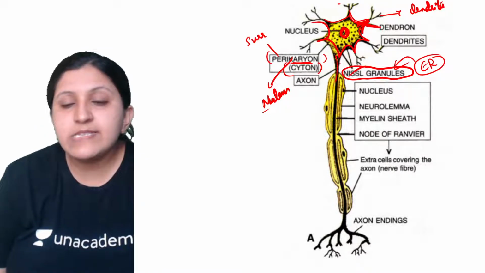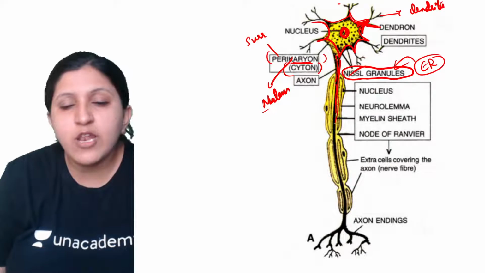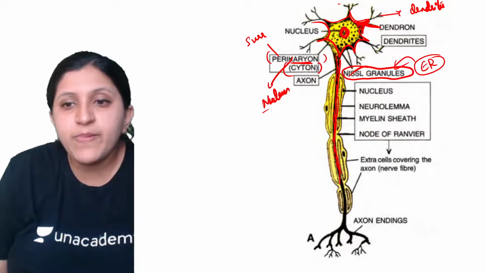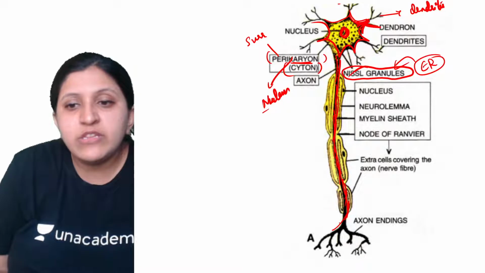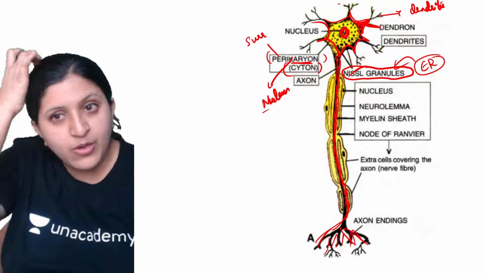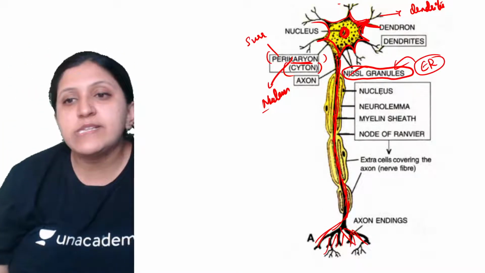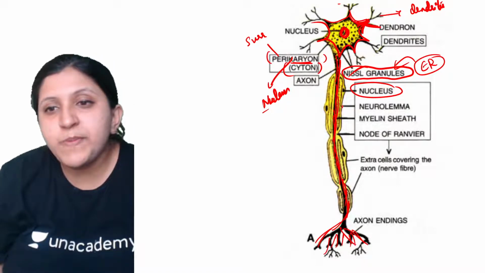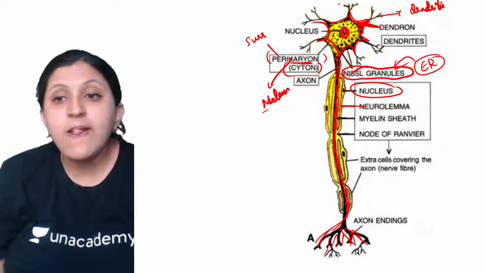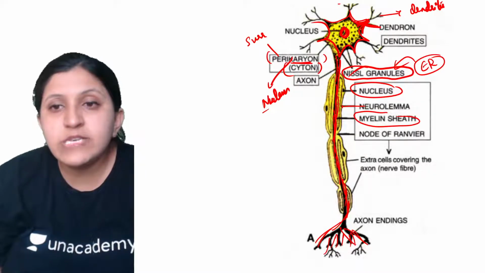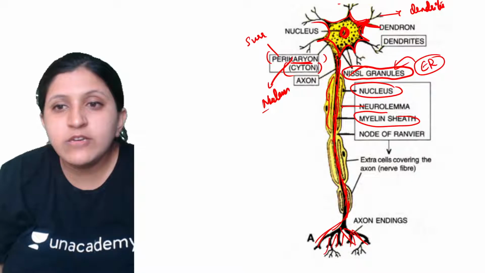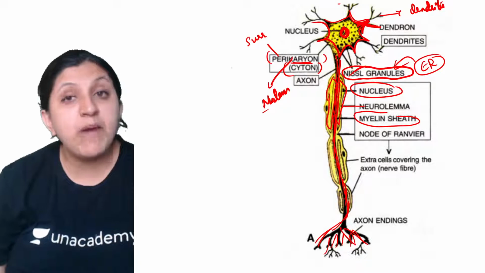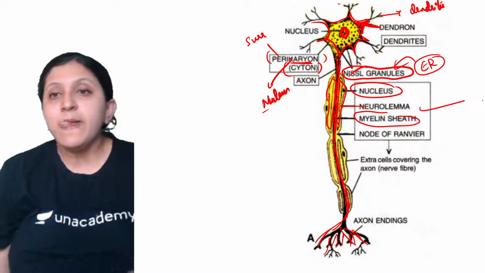Then there is this long process from the cell body itself, which ends with terminals. There is an axon ending which you can see. Each of these again has a nucleus. The outer covering is the neurolemma, which lies over the myelin sheath. The inner covering on both sides is the myelin sheath, and the myelin sheath is further covered by the neurolemma.